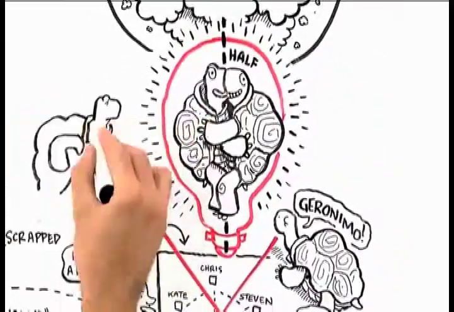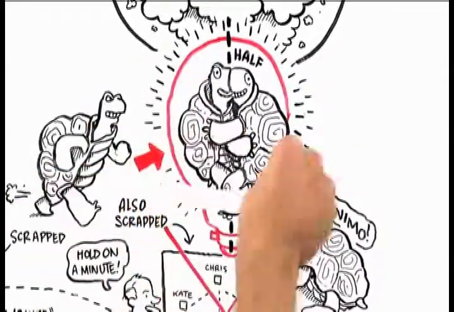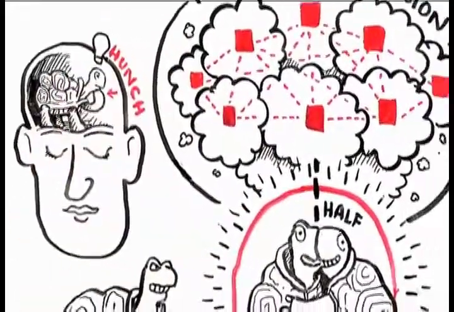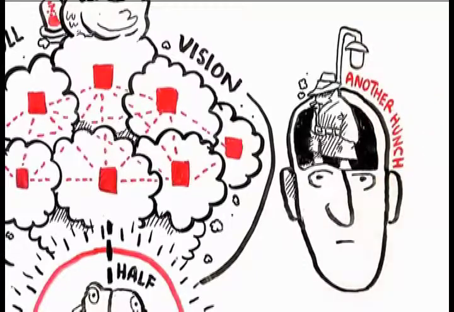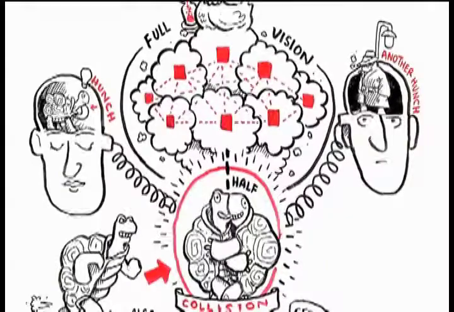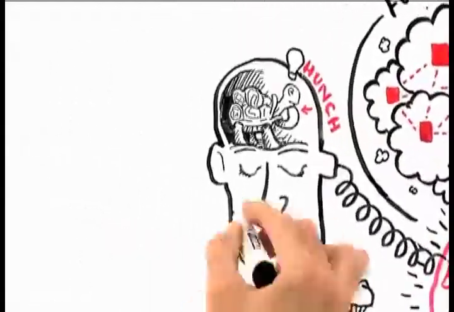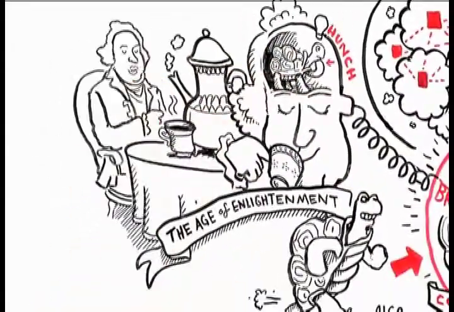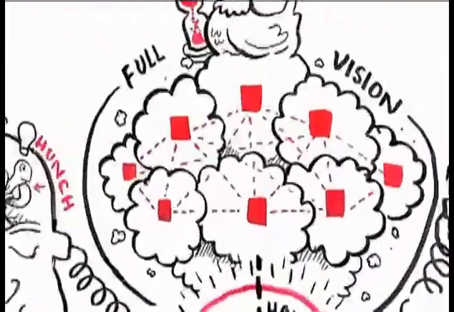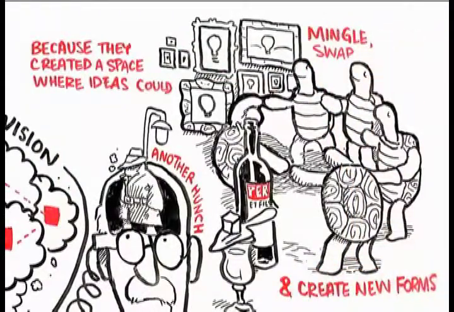The other thing that's important when you think about ideas this way is that when ideas take form in this hunch state, they need to collide with other hunches. Oftentimes, the thing that turns a hunch into a real breakthrough is another hunch that's lurking in somebody else's mind. And you have to figure out a way to create systems that allow those hunches to come together and turn into something bigger than the sum of their parts. That's why, for instance, the coffee house in the Age of the Enlightenment or the Parisian salons of modernism were such engines of creativity, because they created a space where ideas could mingle and swap and create new forms.